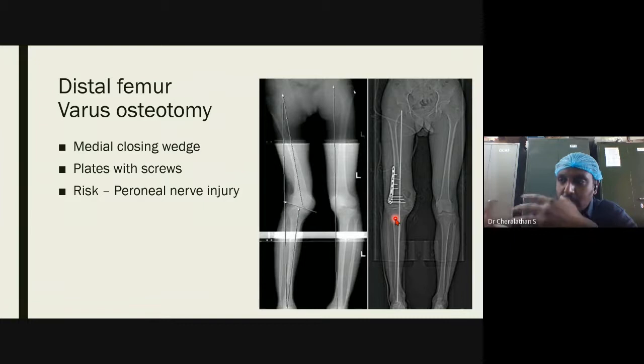For gradual correction, you can use something like an Ilizarov, where the osteotomy is done, but it is not fixed internally. It is fixed externally with wires, and you have a hinge mechanism. I don't have a picture right now to explain it to you, where the stretch happens gradually. Here the nerve is stretched gradually and there is no injury to it.